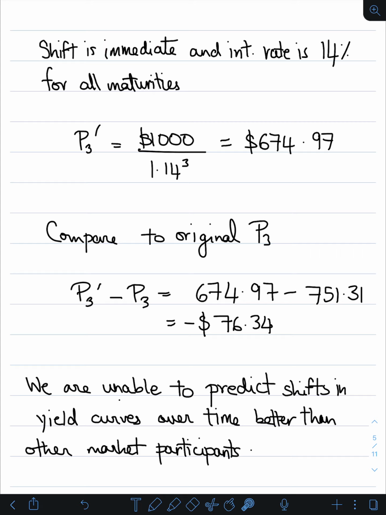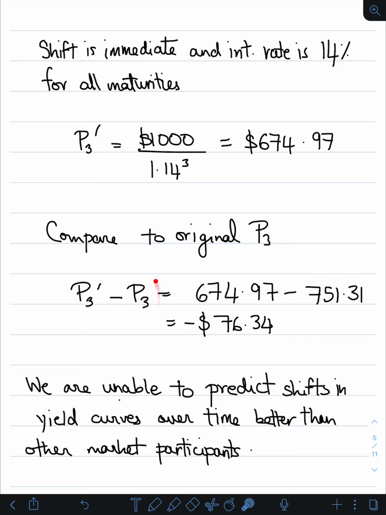So we're going to calculate the bond price based on that new interest rate and see what the difference was. We call it P3 prime, just like a new P3, where there are still 3 years left to maturity. Instead of dividing by 1.10 to the power 3, now we divide by 1.14, because the interest rate is 14%. So we still have 1,000 divided by 1.14 to the power 3, and that turns out to be 674.97. We're going to compare with our original P3. What was our original P3? That was 751.31.